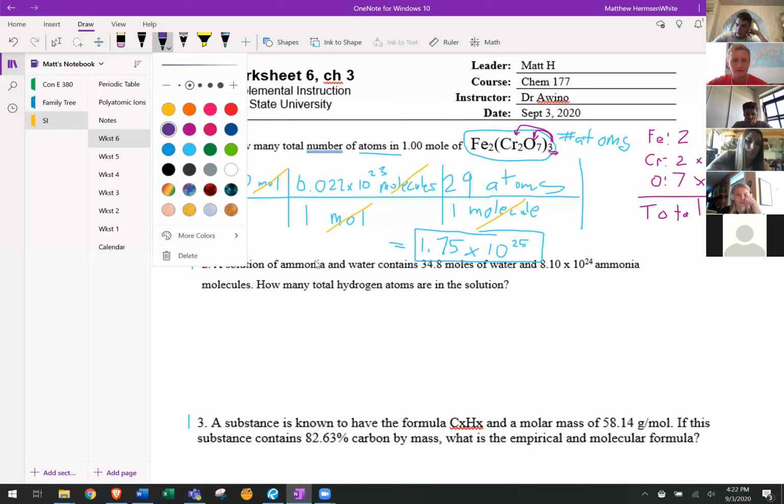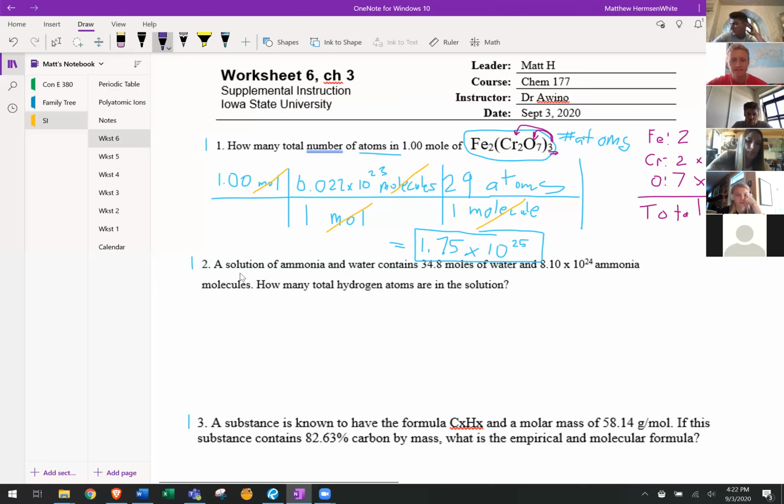Okay, so let's move on to number 2. Number 2 says a solution of ammonia and water contains 34.8 moles of water and 8.10 times 10 to the 24th ammonia molecules. So for this, you have to use your chapter 2 knowledge. What is the chemical formula for water? Well, that's pretty easy, H2O. And what is the chemical formula for ammonia? This one might be a little more elusive. This one is NH3.